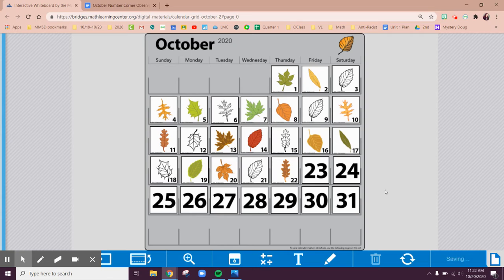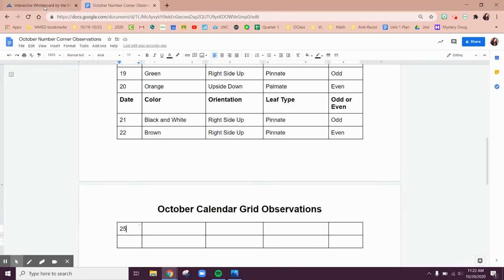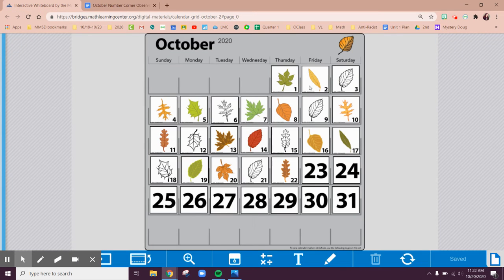So we had kind of a long weekend since we didn't have school on Friday. So I'm just going to look at the different leaves. We're only going to record the 26 stuff on our Number Corner grid observations, because it's okay sometimes not to write all of our patterns down, because we can always refer back to our calendar grid. So I know our last day was October 22nd, 2020. So I'm going to flip over the 23rd and see what leaf we have. Oh, beautiful. Look at that.